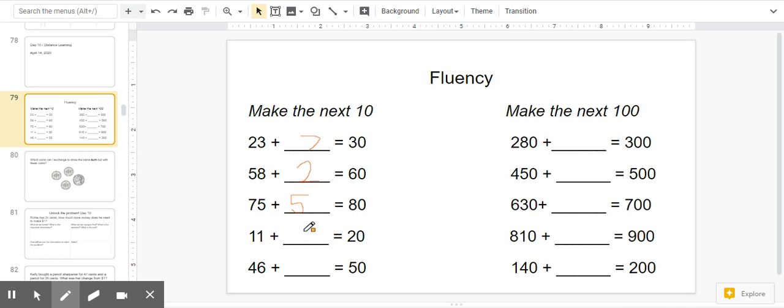11 plus blank equals 20. 1 and 9 are partners to 10. 46 plus blank equals 50. 6 and 4 are partners to 10.